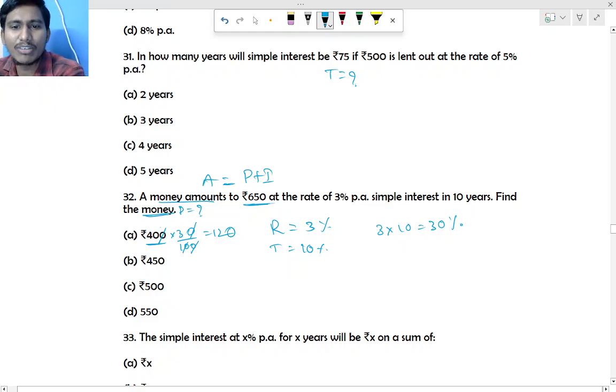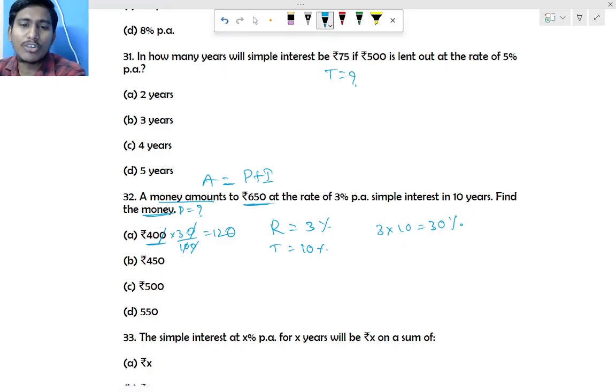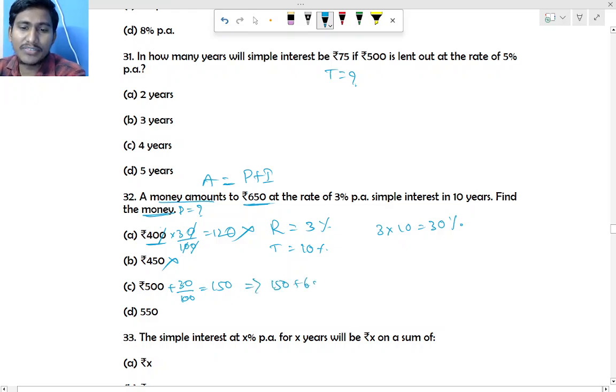400 plus 120 will be how much? It will not be 650, right? So it will not be 650, no answer. So this will also not come. 500: 30% of 500 will be how much? Yes, it will be 150. 150 plus 500 will be how much? Yes, 650 na. So that is the answer. This is how you have to do in the exam. Okay? So this is how you have to do with the shortcut method.